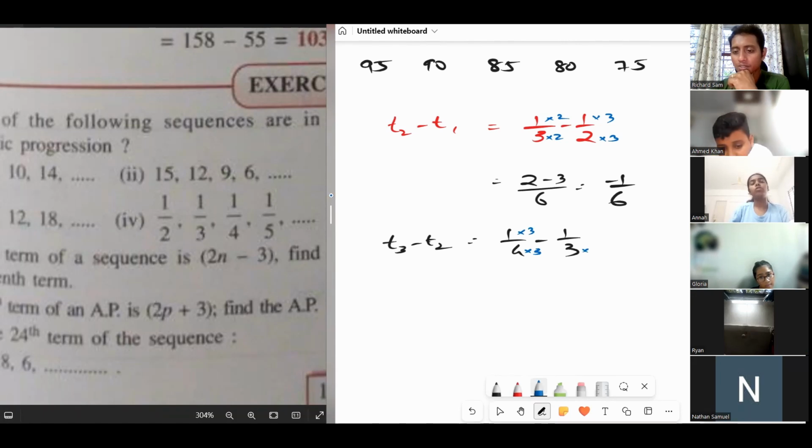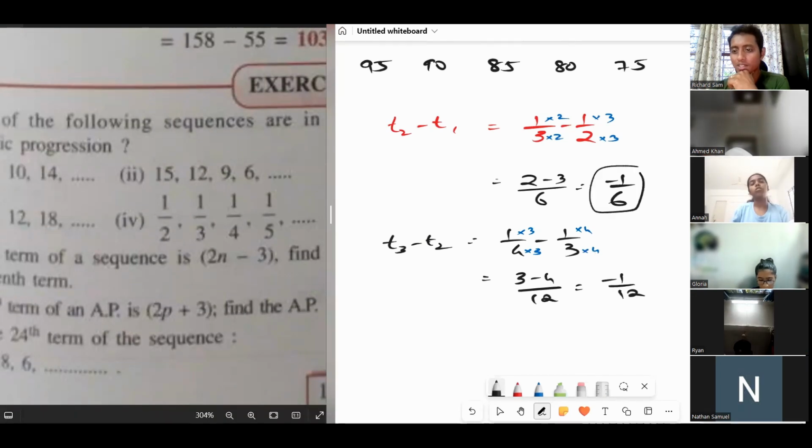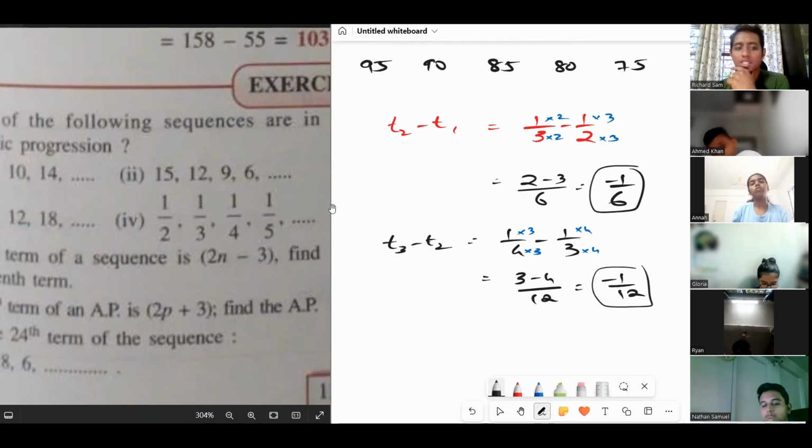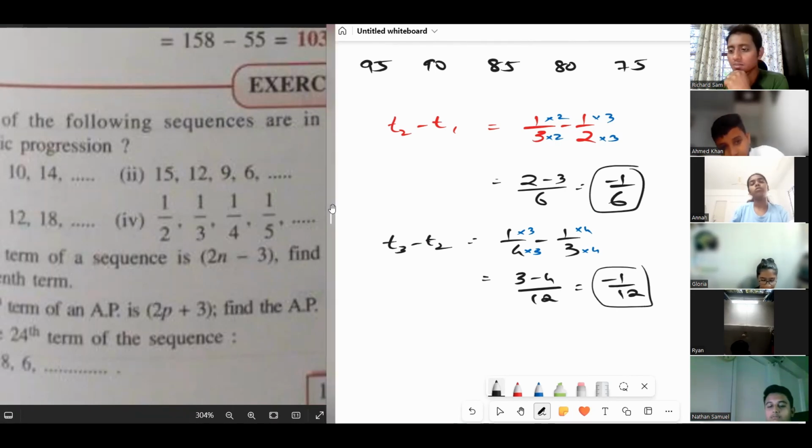12 is the denominator. 3 into 4. So that is 3 minus 4 upon 12, which is minus 1 upon 12. Okay, look at the differences. Are they the same? The difference between the first and second term is not the same as the difference between the second and the third term. So this is not an AP.